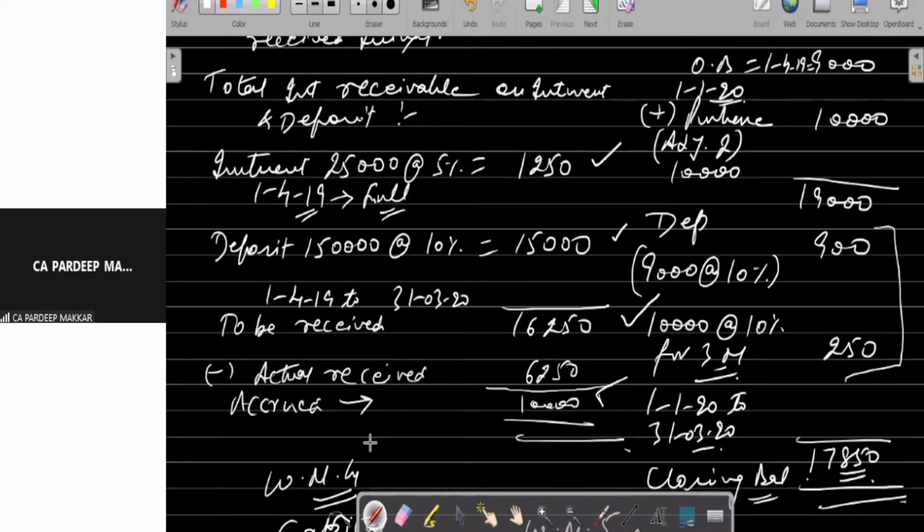Do it, Nikita. Question number 2. You have to do it. You can do it. Jyoti, start question number 2. Dimple, start question number 2. Fast.